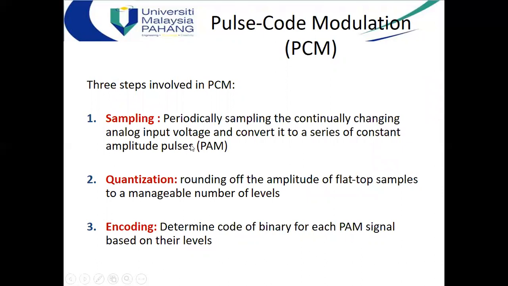So sampling, we know, is periodically capturing the value, in PAM, the amplitude level of the original signal, with constant amplitude pulses. In quantization, we round off the amplitude and make them into some labels which can be manageable. Encoding determines the binary code for each PAM signal based on the labels and converts them into binary bits.